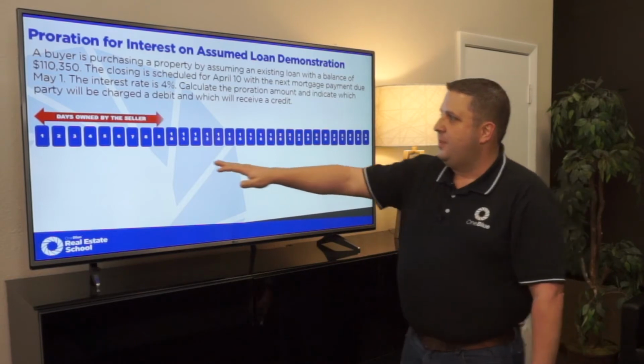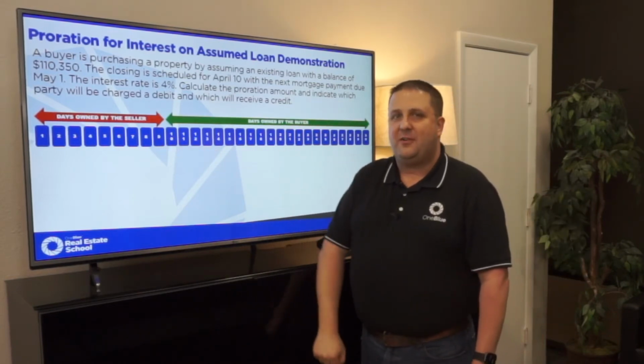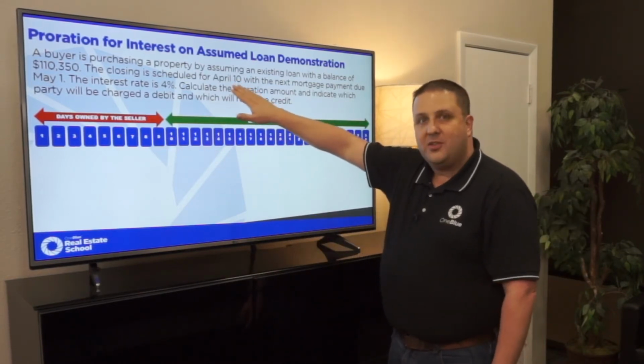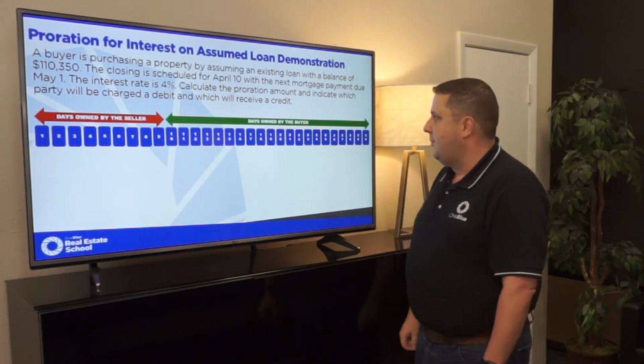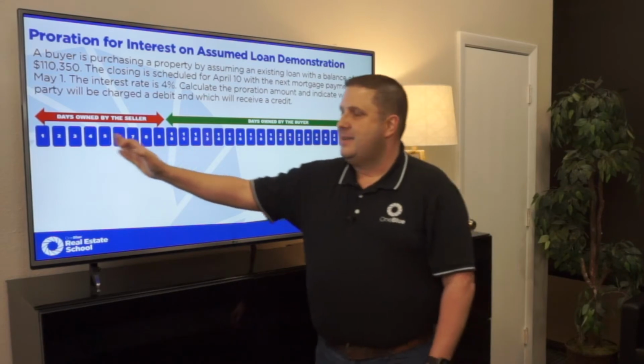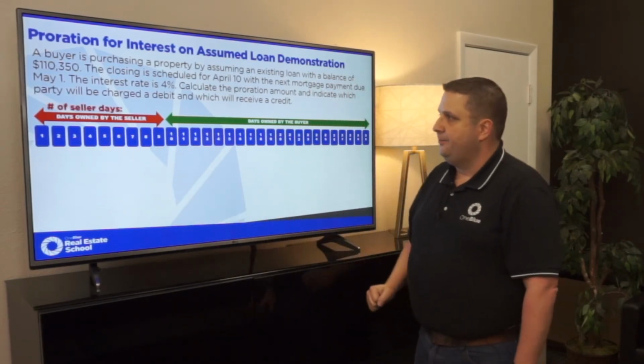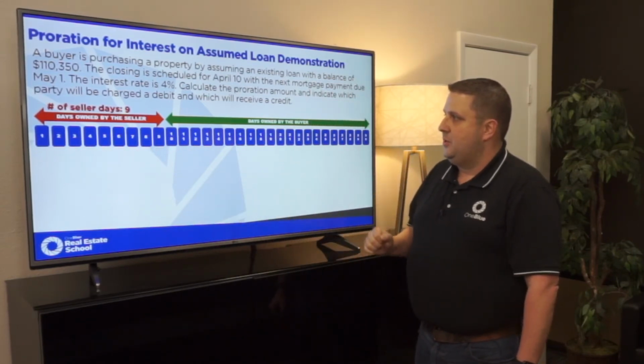So we know that the seller owns the property for the first 9 days. Day of closing belongs to the buyer. So the 10th through the end of the month is going to be our buyer days. So that's 9 days for the seller. So then what we need to do is find out our numbers.